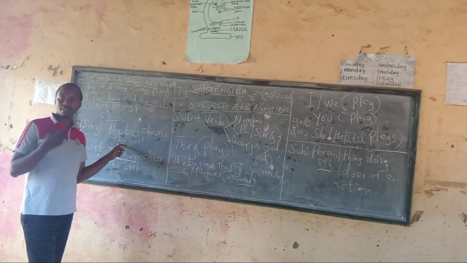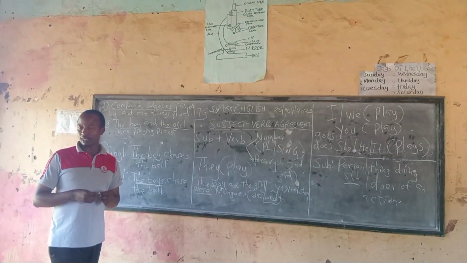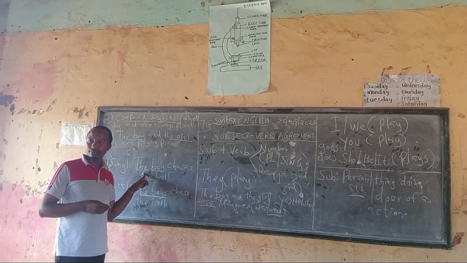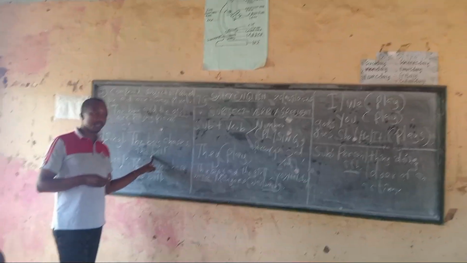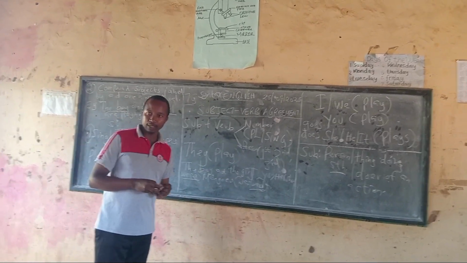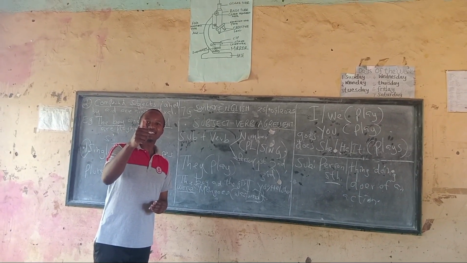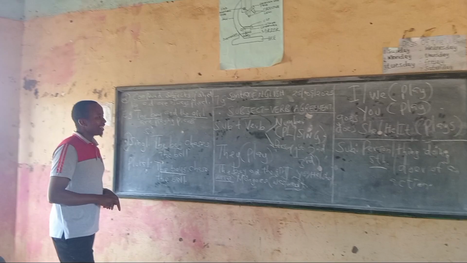The object is the receiver of an action that is performed by the subject. Are we together? Yes. So this one receives which action? It is being chased by the boy. Are you together? Yes. I hope you are good. Okay. Wonderful. We go on.